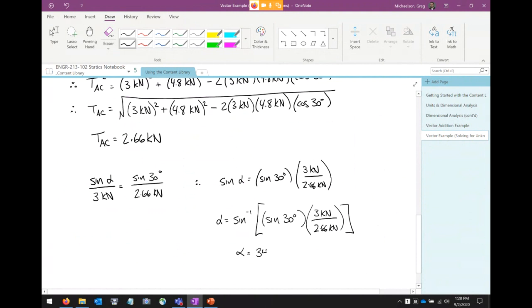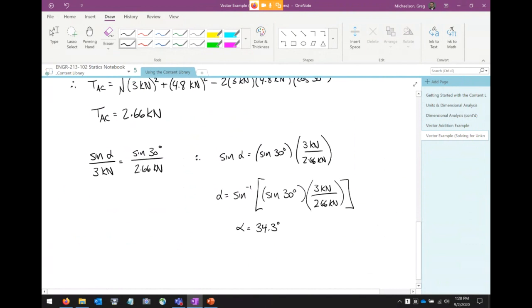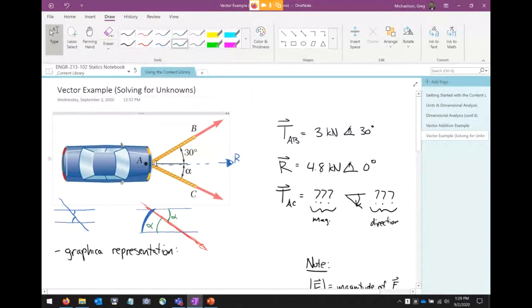I had a lot of people respond that way. So what do we know then? So how would we describe that vector? We would say that vector AC is 2.66 kilonewtons at an orientation. And again, that orientation, it sort of goes down, right? Because remember, if I scroll all the way back up and I look at my car, AC goes down this way. It goes down like that.